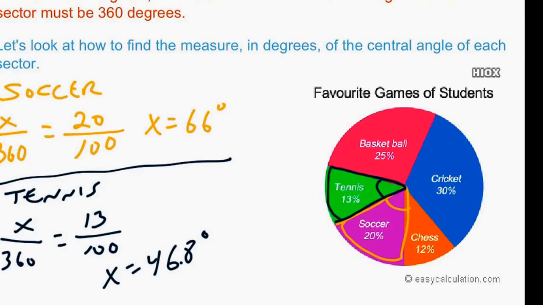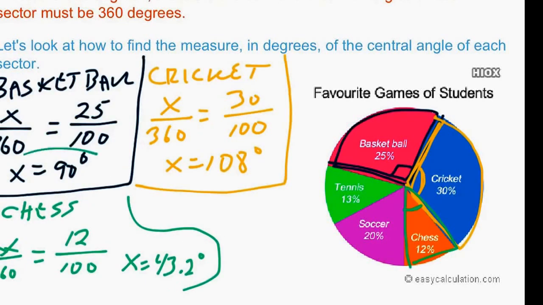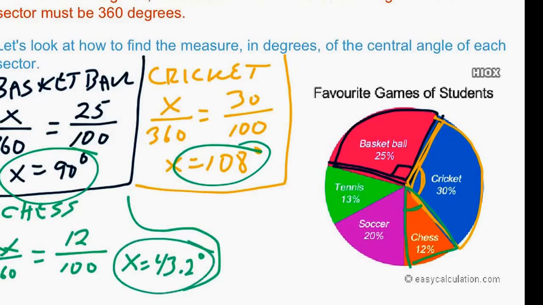All right, so those are the 5 sectors. We found out the central angle for those 5 sectors. And if we go back and we take the 66, the 46.8, the 90, the 108, and the 43.2, they'll add up to 360 degrees because together they all are the full circle.